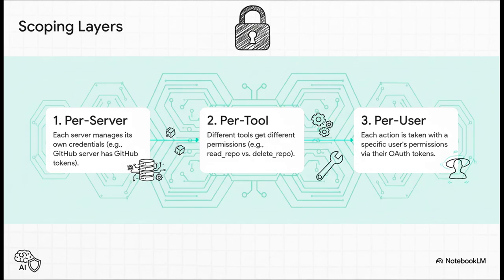You can think about this in 3 layers, each getting more and more specific. At the top level, you have per server scoping. It's simple. Your GitHub server gets GitHub credentials, your Slack server gets Slack credentials. They don't cross the streams.